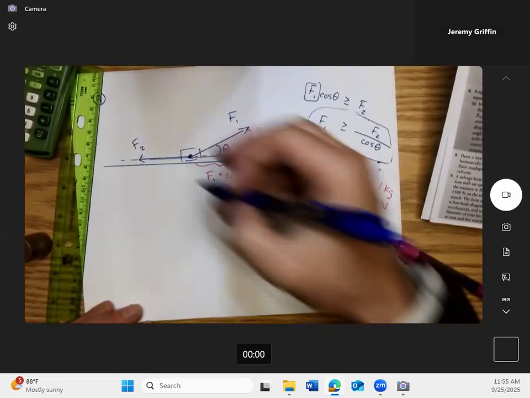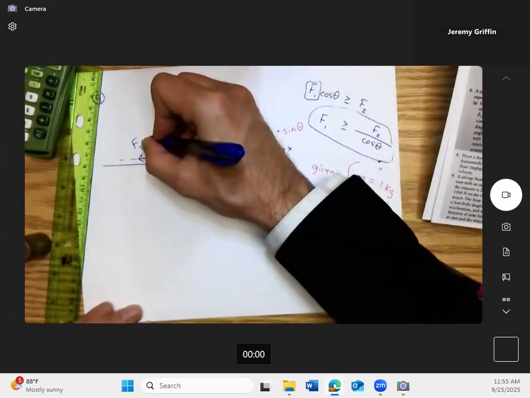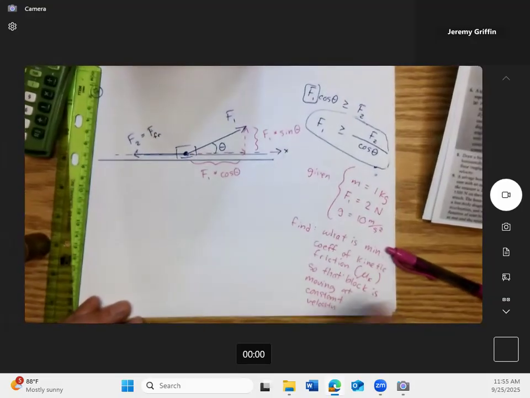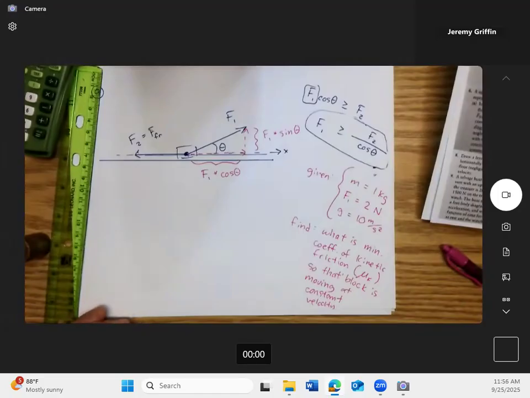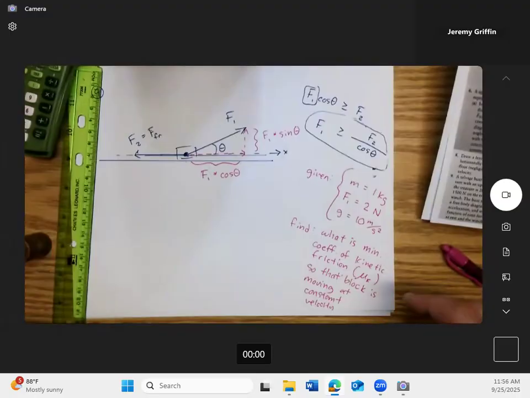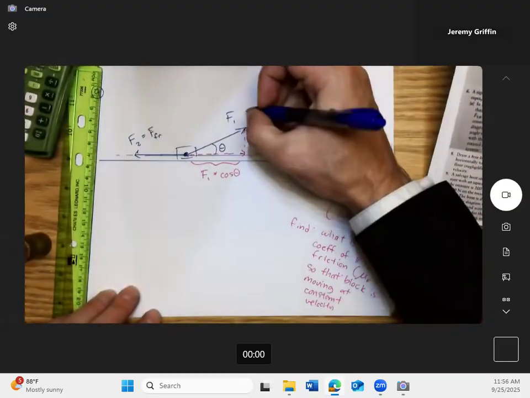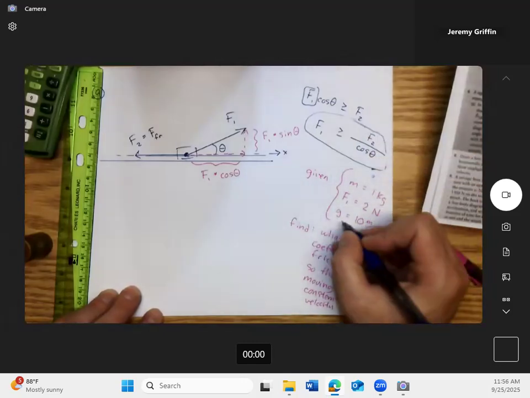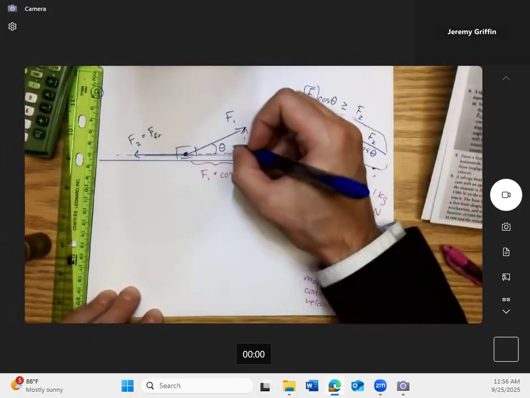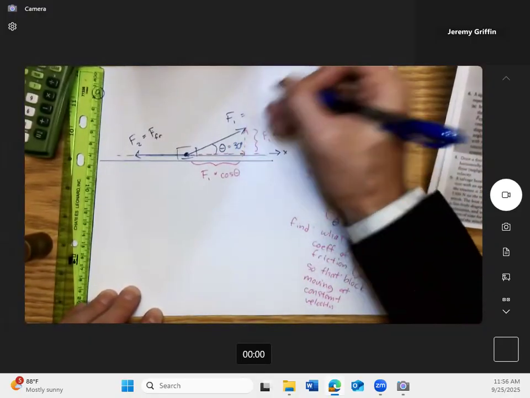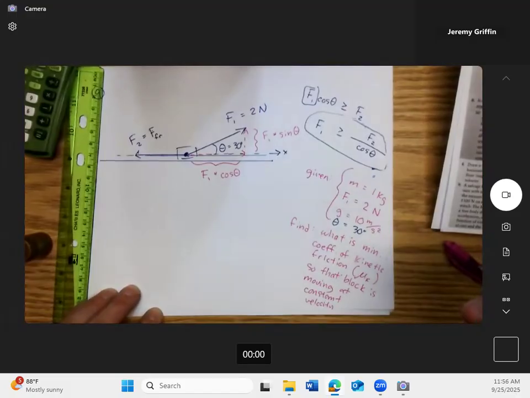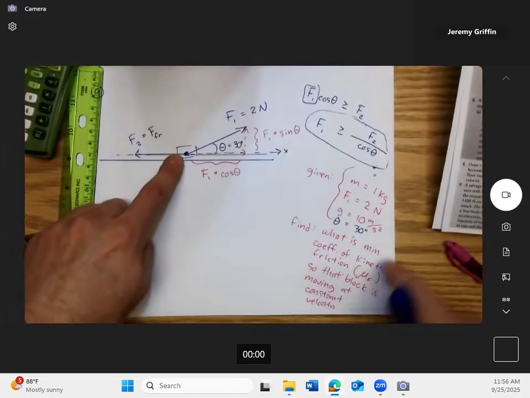Now let's say this F2 is a friction force. So this F2 is a friction force, F sub FR. Okay, I just told you this F1. Oh, oops, I need to give you an angle. Let's call it 30 degrees. So the angle is 30 degrees. F1, I'm pulling with 2 newtons of force. And I told you the mass of the block is 1 kilogram.